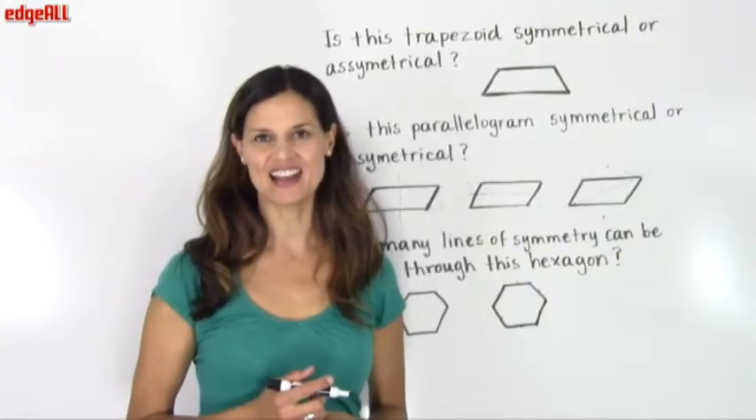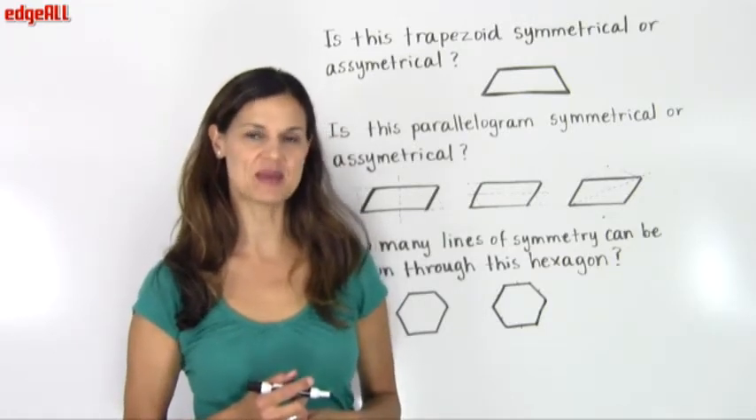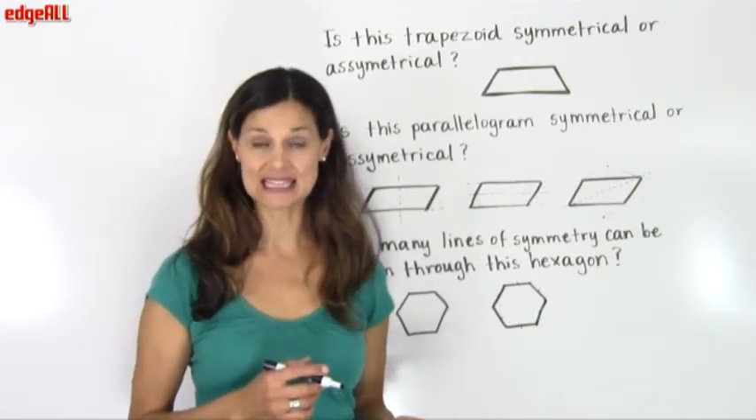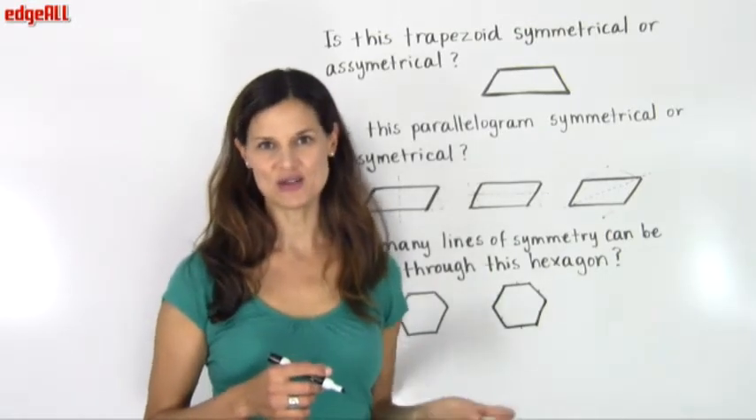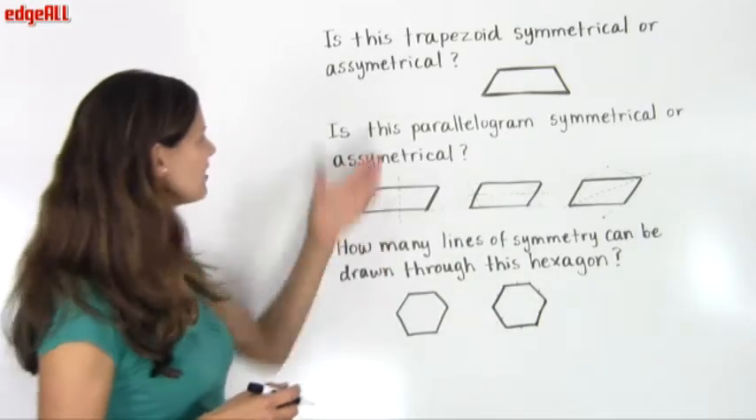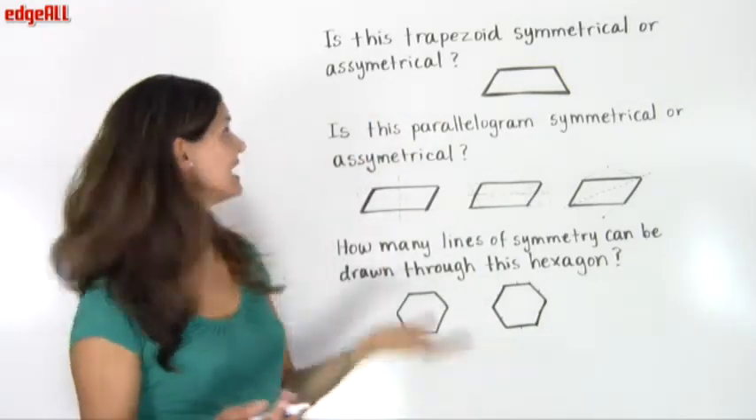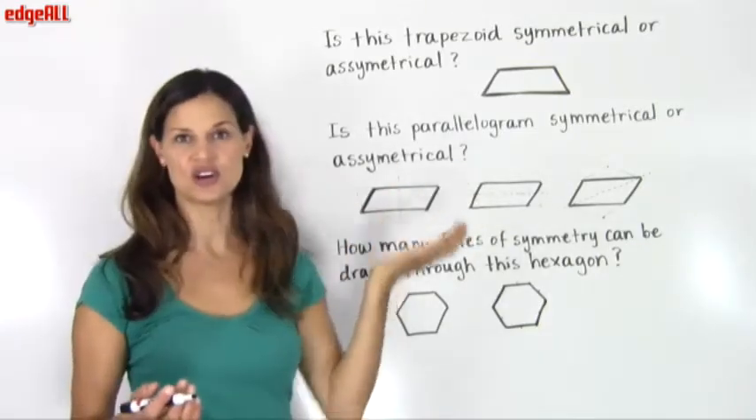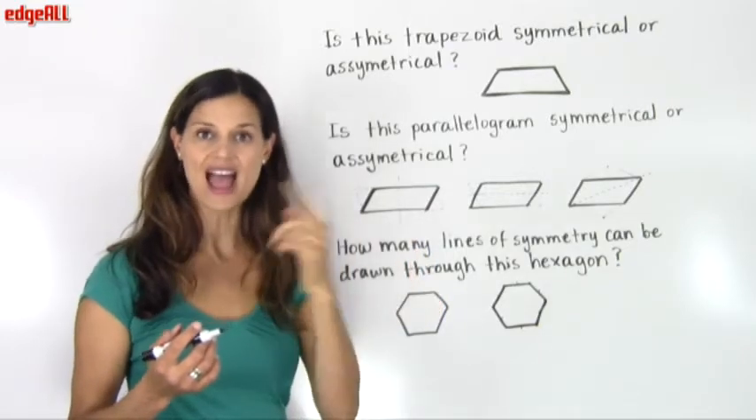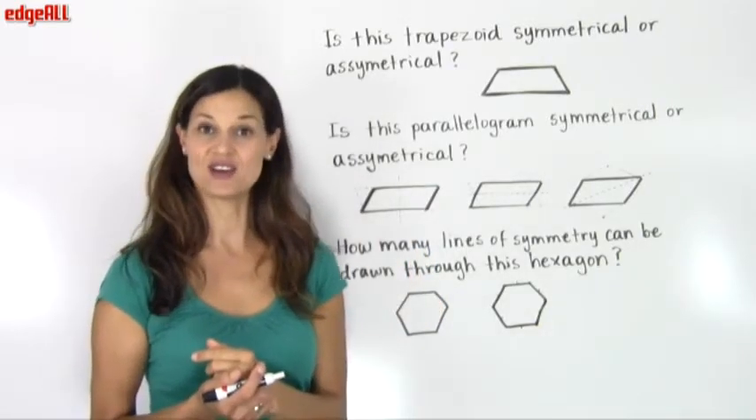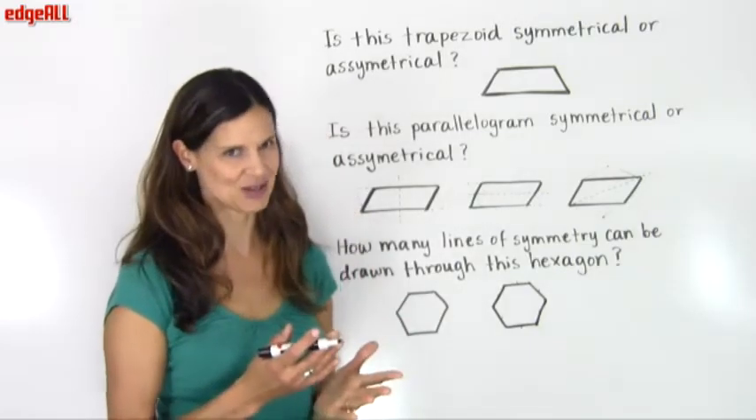Let's take a look at a few examples in which we're asked to find out if a shape is symmetrical, has at least one line of symmetry, or asymmetrical, no lines of symmetry. So in our first one, we have a trapezoid, and we are simply asked, is this trapezoid symmetrical or asymmetrical? So we just need to find out if there's even one line of symmetry. And if there is, it will be a symmetrical shape, and if not, it will be asymmetrical.